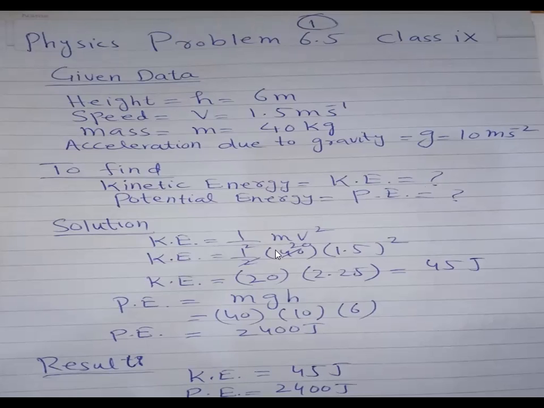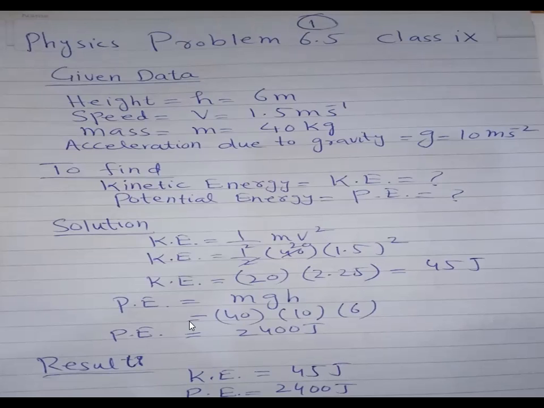So just putting the values, mass is 40 kilogram and v is 1.5 whole square. If you multiply this, that is 20 multiplied by 1.5 square, which is 2.25. If you multiply 2.25 with 20, it's going to be 45 joule. The kinetic energy is 45 joule. The first thing we have found.